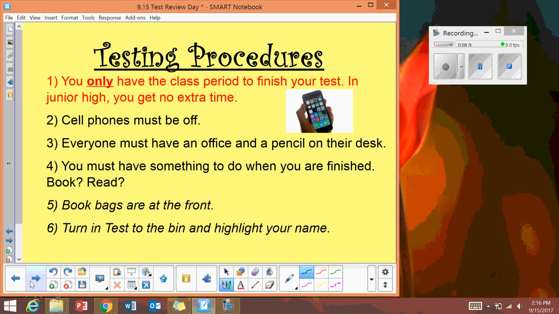So, what I do is I always put the book bags at the front of the room so we are not tempted to cheat. And then we are going to turn our tests into the bin, which is right next to my smartboard.